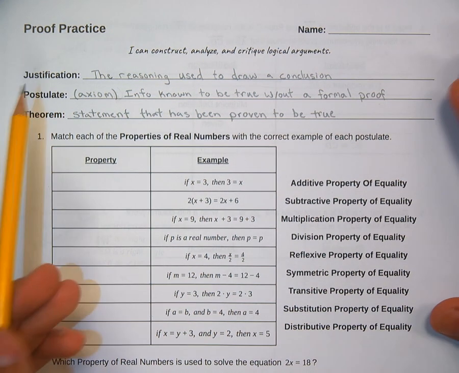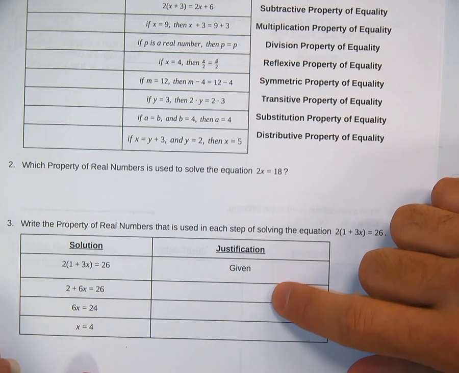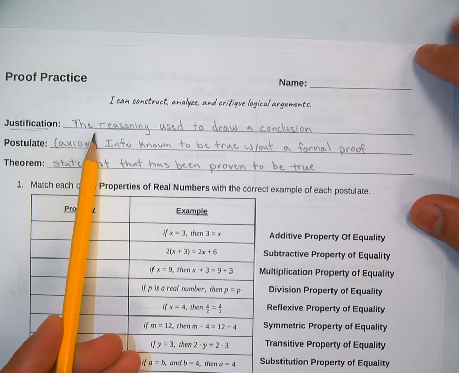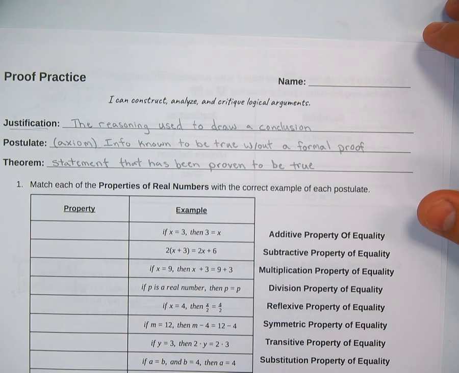So getting right into it, the idea of a justification is something we're going to be using in all of these proofs. So I wanted to make sure that everybody knows that justification simply means the reasoning used to draw a conclusion. Like, how do you know that you're able to do a thing, right?